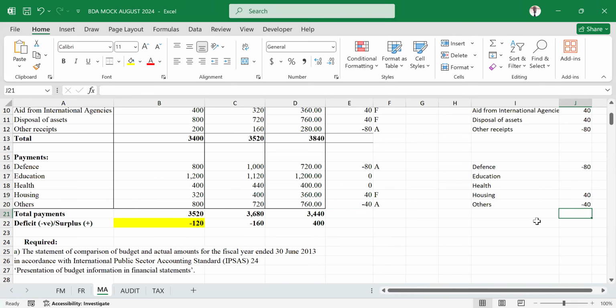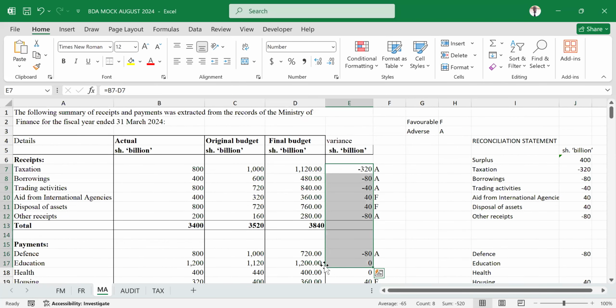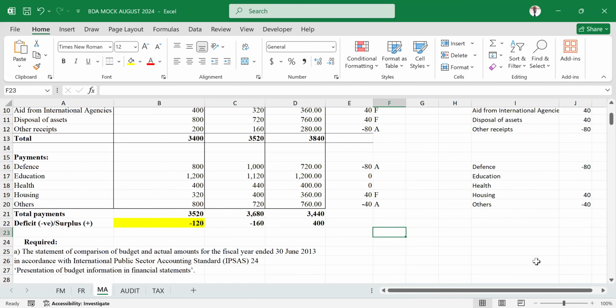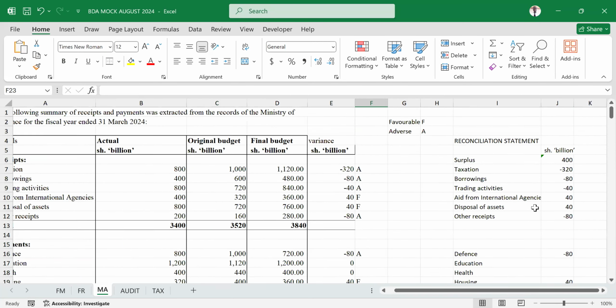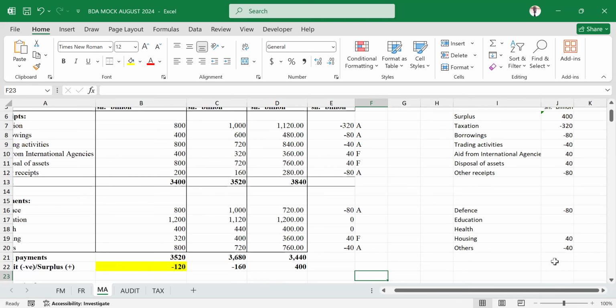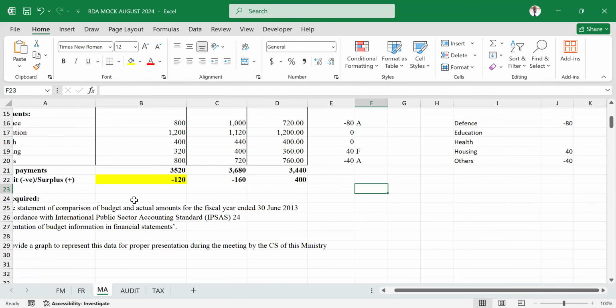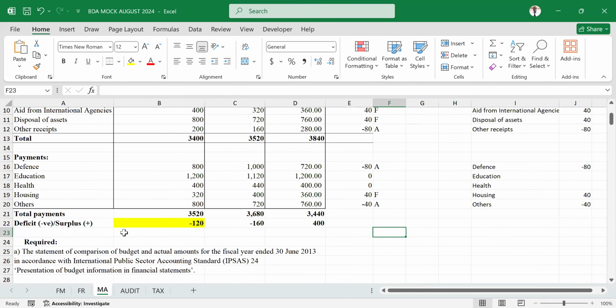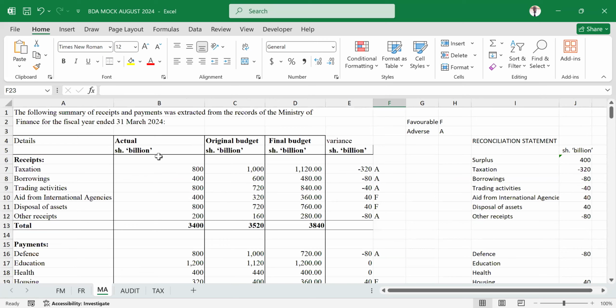So after doing all this information, remember we are only reconciling. There is no computation we are doing. We already did the computations. We're just reconciling what we already have. So once we do this, we just get the total net effect. The total net effect. And we expect the total net effect to be equal to either the deficit or surplus under the actual.